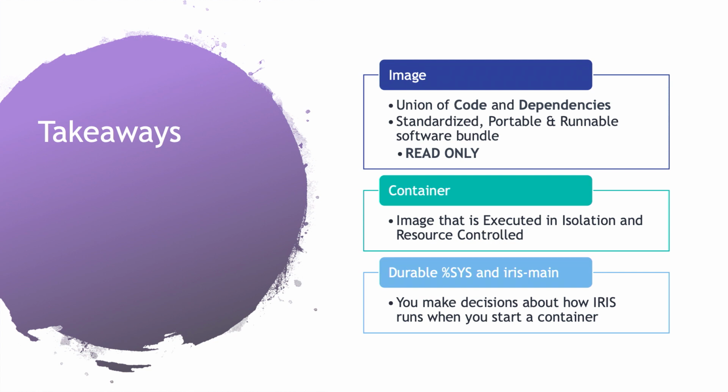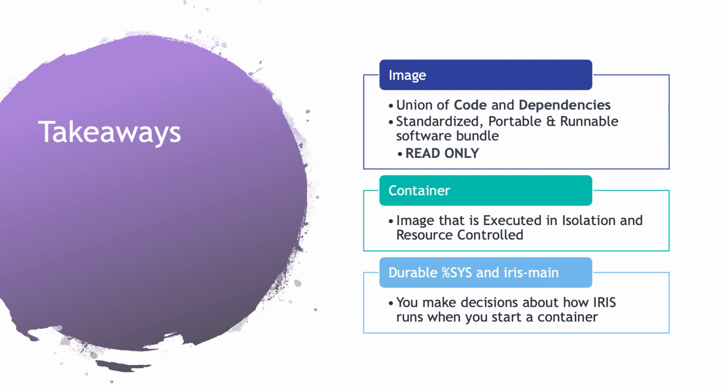Then a container is sometimes used interchangeably with an image for that consistency, but a container is just a running version of an image. It's one of these binaries that's code and dependencies of that code, executed in isolation under resource control. I didn't show it. Other people will show later in the conference more ways to fiddle with Docker to get that resource control and isolation the way that you want.